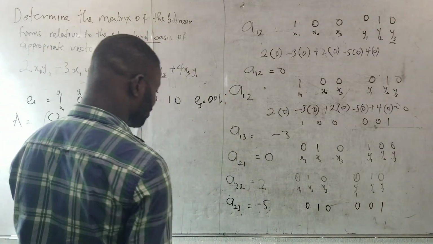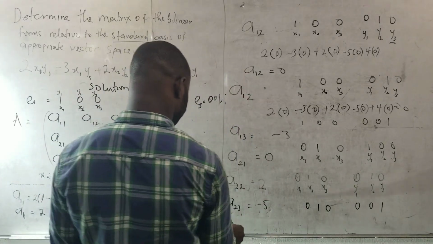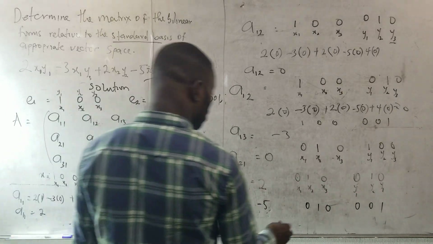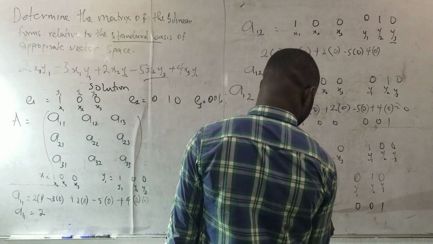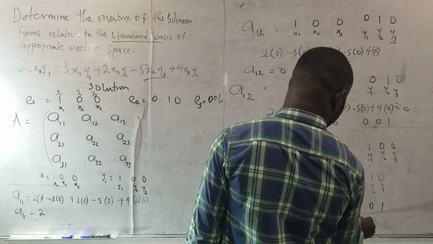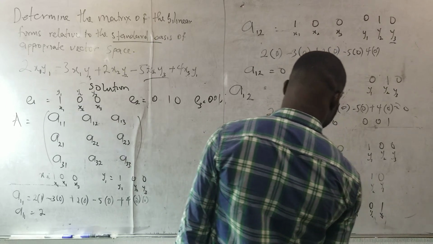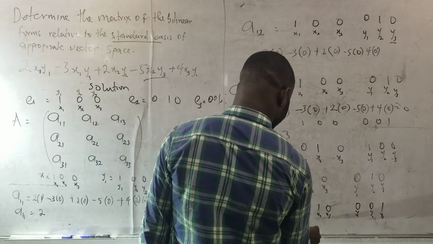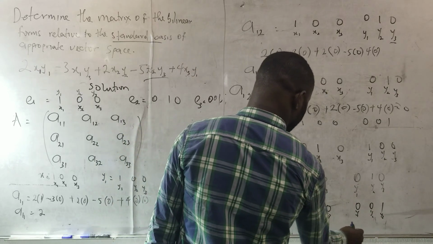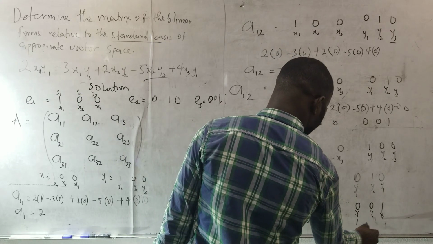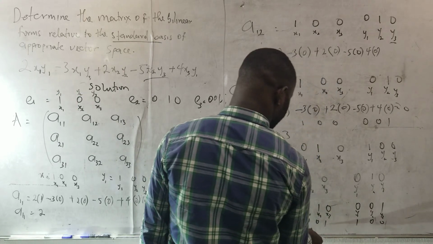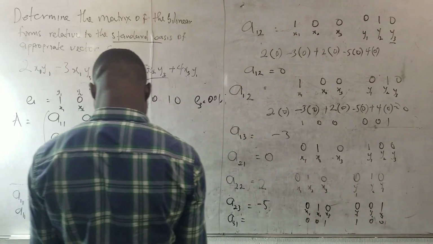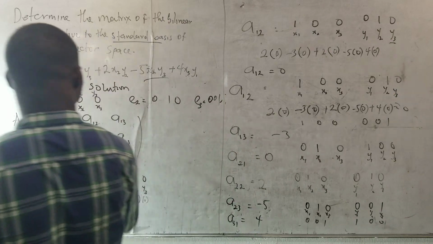Now the last part of it will be A31. A31, when you do the same thing, on your A31, S1, S2, S3, Y1, Y2, Y3. Now on your A31, you are expected to have 0, 0, 1, and 1 is 0, 0. It means X1, Y1. When you compute that, you are expected to have 4. This one will come 4.